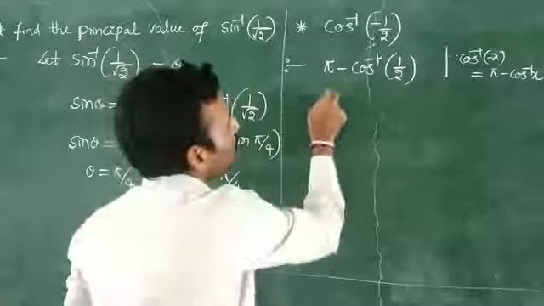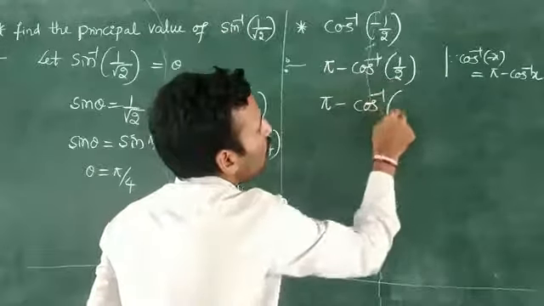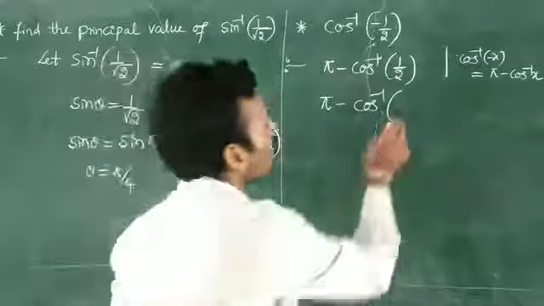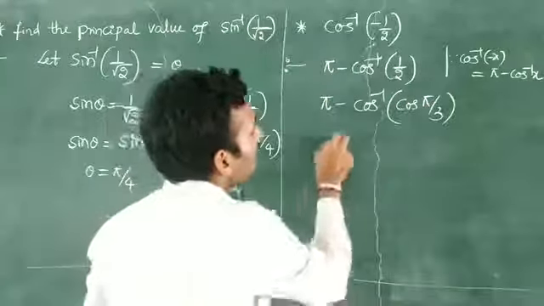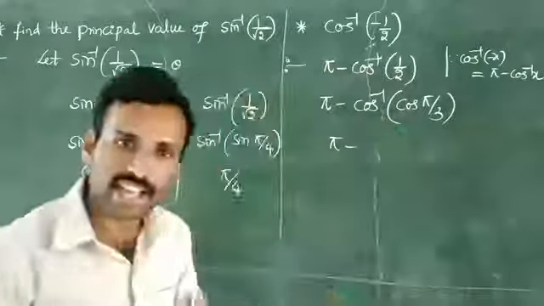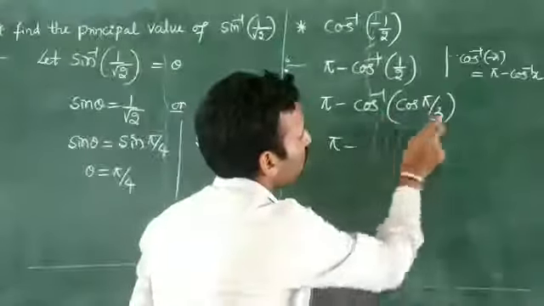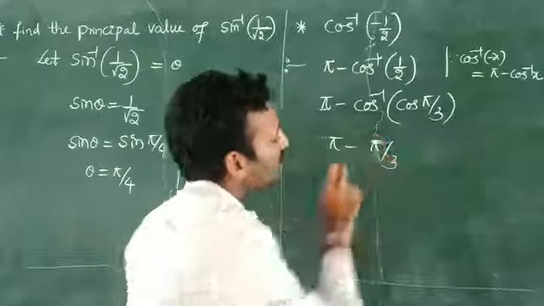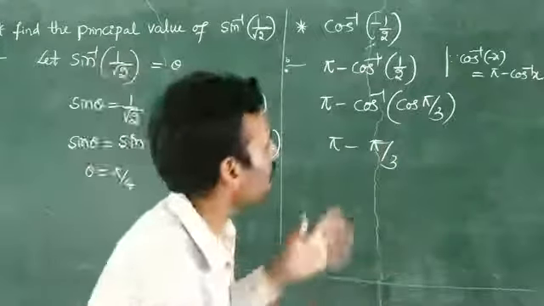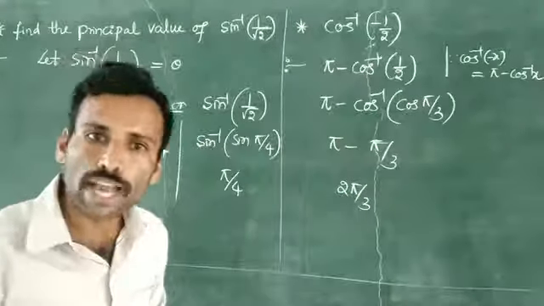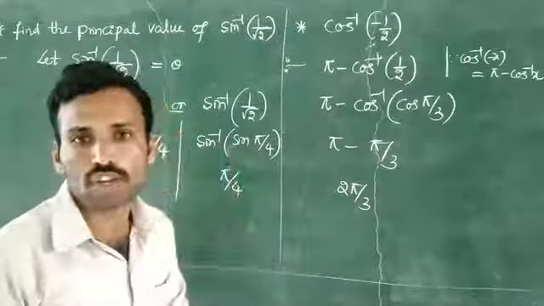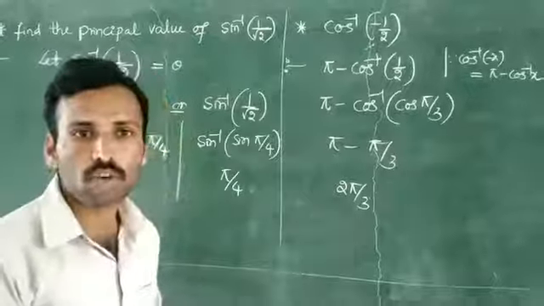This can be written as pi minus cos inverse of 1 by 2, which in terms of cos is cos pi by 3, cos 60. Cos inverse of cos theta is theta as the property of inverse trigonometric function, that is pi by 3. Pi minus pi by 3 is 3 pi minus pi, it is 2 pi by 3, the principal value of the cos inverse of minus 1 by 2.